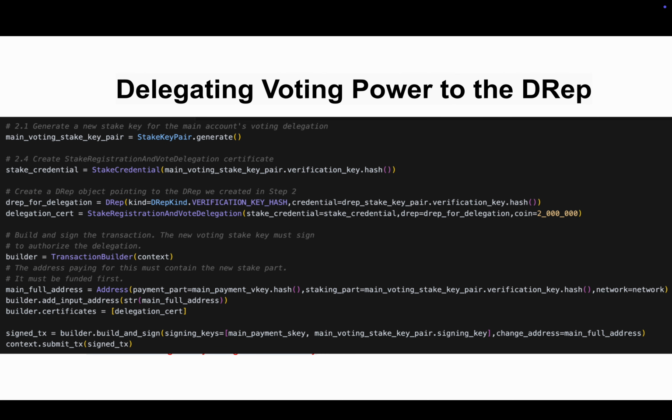ADA holders can delegate their voting power using PyCardano. You'll need the delegator's stake credential and information about the target DRep, typically their verification key hash, to construct a DRep object. Then, a vote delegation certificate is created. PyCardano also offers combined certificates for performing multiple actions in one go. This certificate is added to a transaction that must be signed by the delegator's stake key.